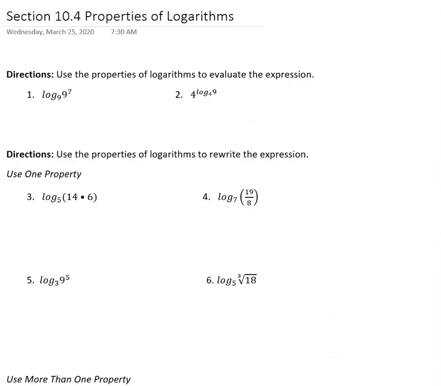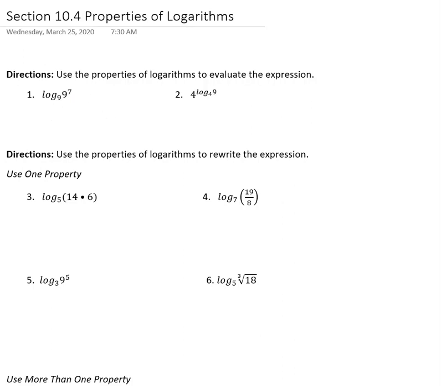Okay, so looking at these first couple of problems here, the first thing that I'm asked to do is to evaluate a couple of these expressions like we have been doing in the previous lesson. Log base 9 of 9 to the 7th power. This is saying if I take 9 and raise it to a power, I want to get 9 to the 7th power. What exponent do I need? Well, I need 7.